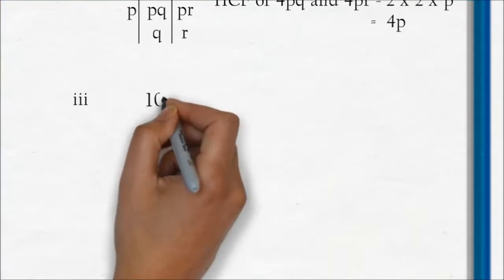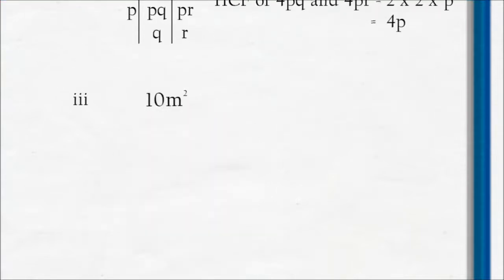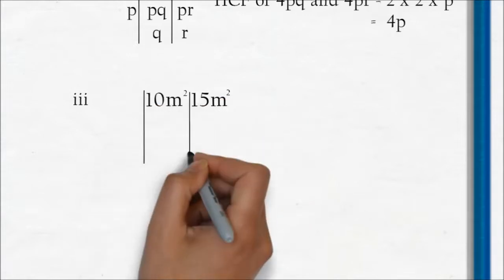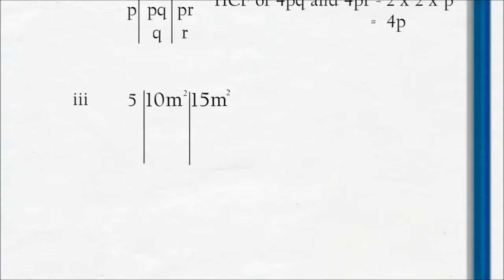Then in number 3, we have 10m square and 15m square. Now, the least number that can divide both of them would be 5. 5 will go into 10, we're left with 2m square. 5 will go into 15, and we're left with 3m square. M is common to both of them. There's nothing common that can go into 2 and go into 3. But m is common to both of them, so we use m to divide both of them. M will go into m square, we're left with 2m. M will go into m square on the other side, we're left with 3m.